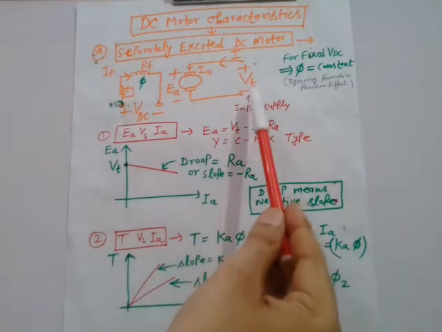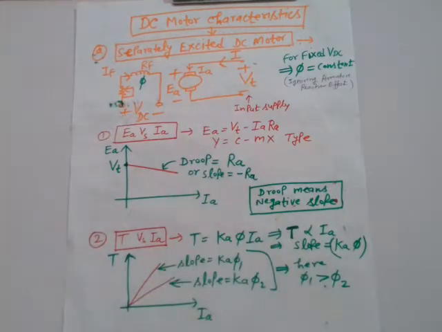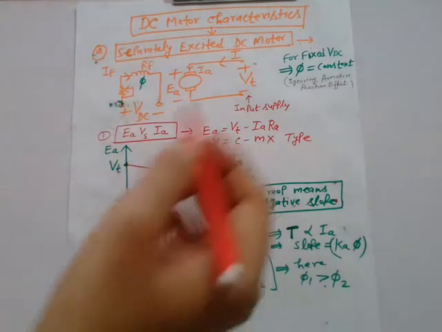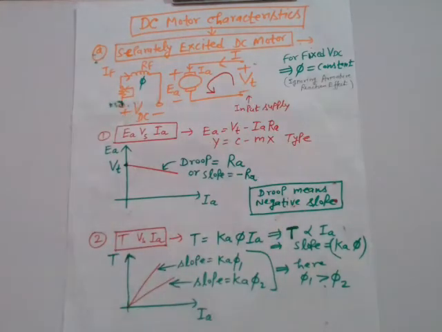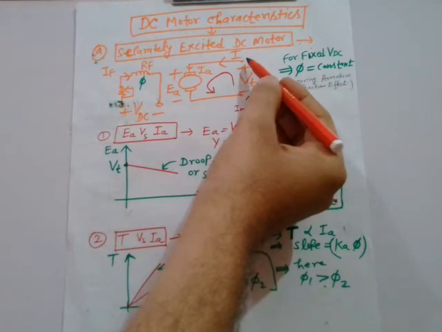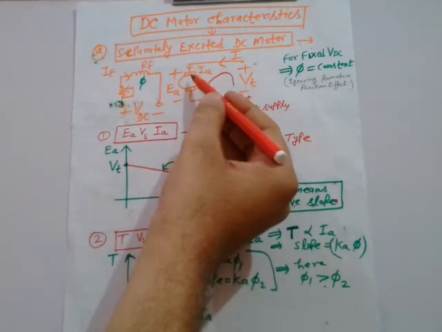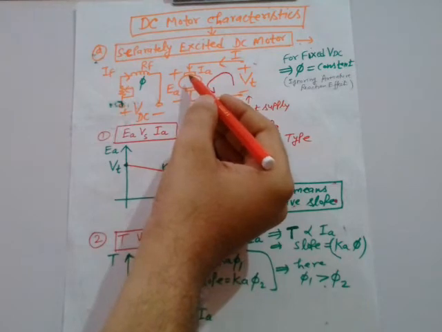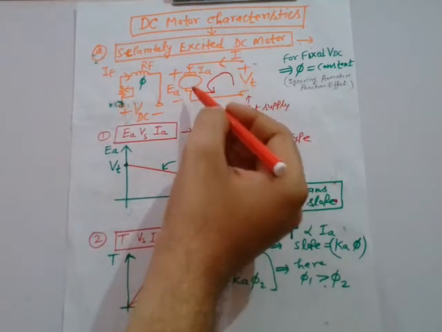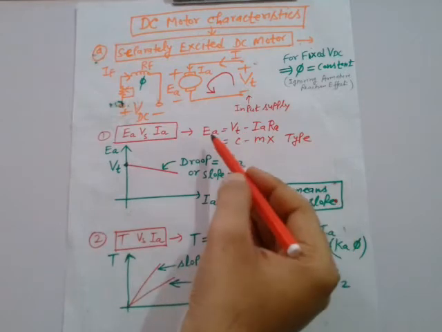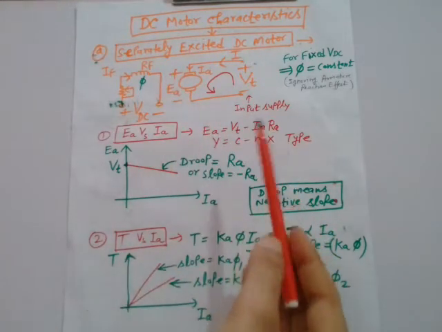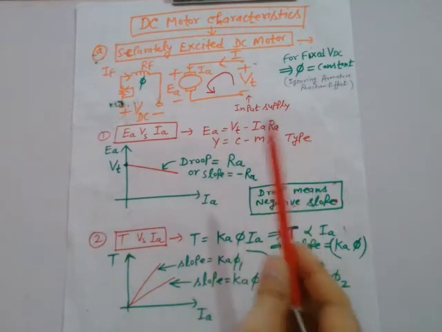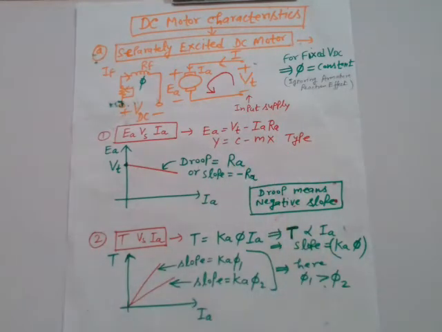So if you apply KVL, Kirchhoff's voltage law in this loop, then you can write the circuit equation, right? So here apply Kirchhoff's voltage law like this. Minus to plus: VT minus IARA, right? In this machine there is armature resistance also in this armature. So minus IARA minus EA, right? Or you can write EA is equal to VT minus IARA. I have already explained this in great detail. So this circuit equation of DC motor comes out to be EA is equal to VT minus IARA.